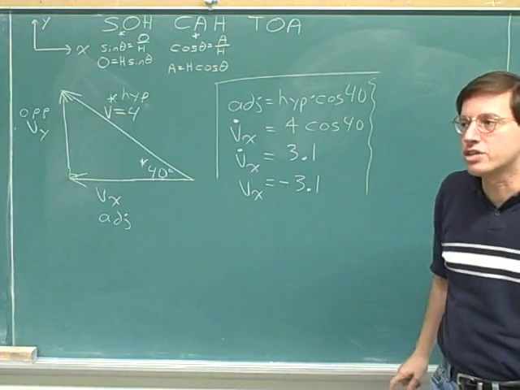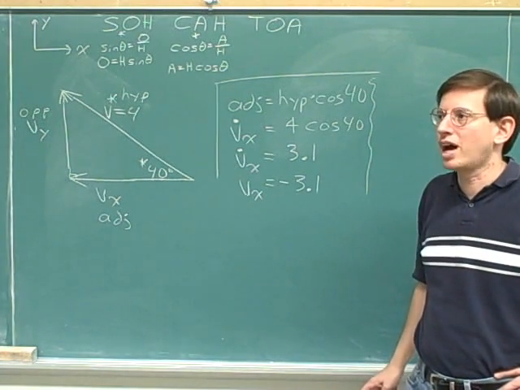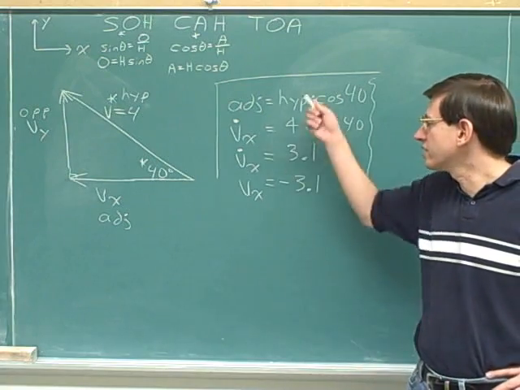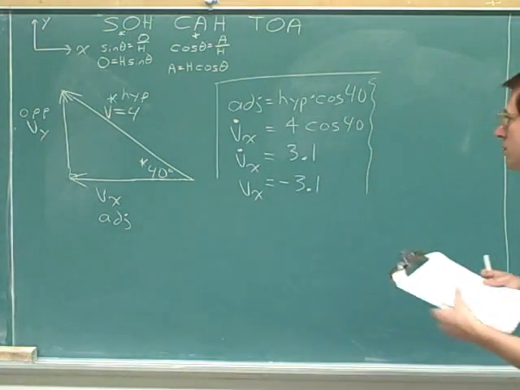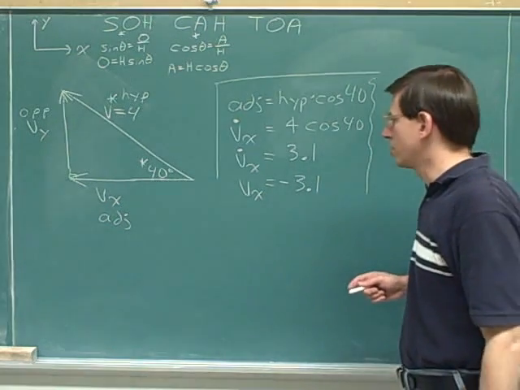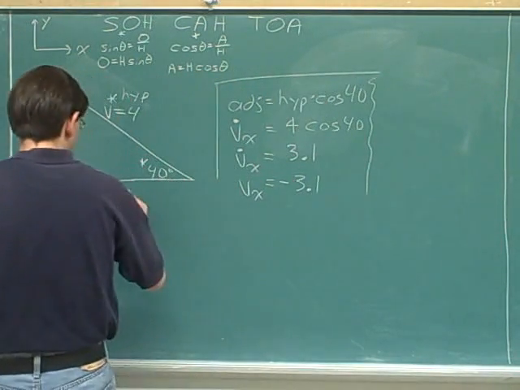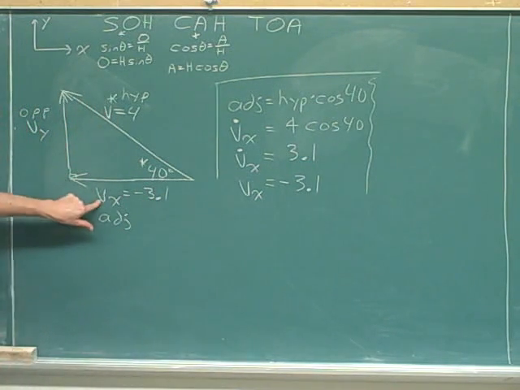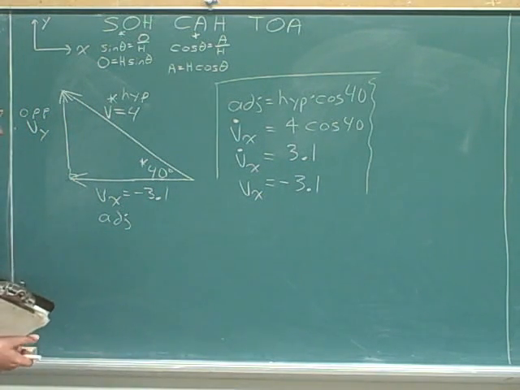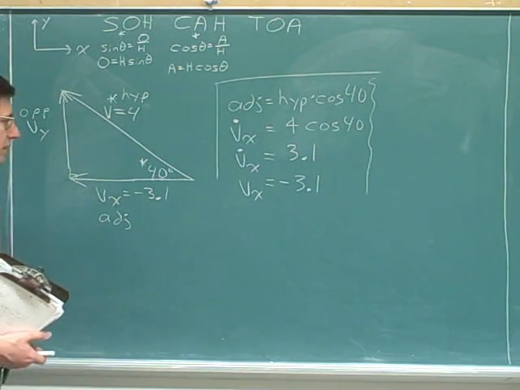As usual, I just recommend that you try to copy in your own work the exact notation that I'm using on the board. All right, so we can build that into the sketch. V sub x is negative 3.1. Of course, v probably stands for velocity, so in that case, this would be negative 3.1 meters per second. I'm not going to worry about the units here.